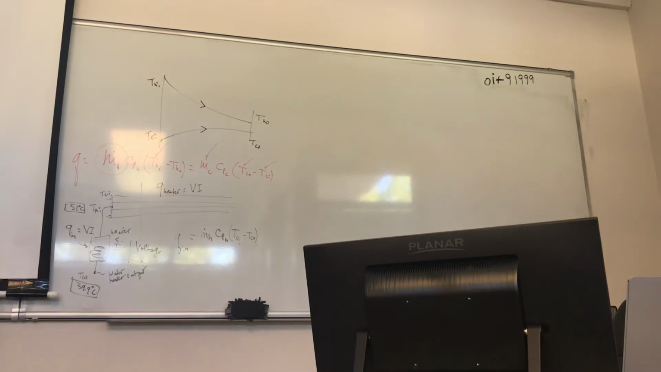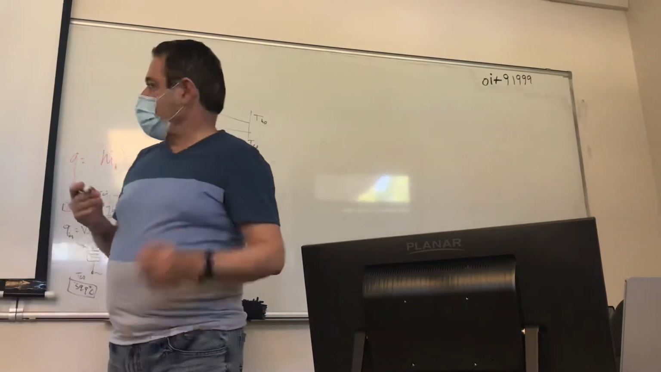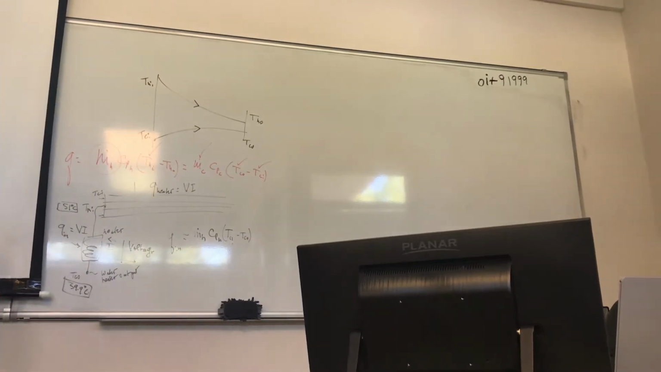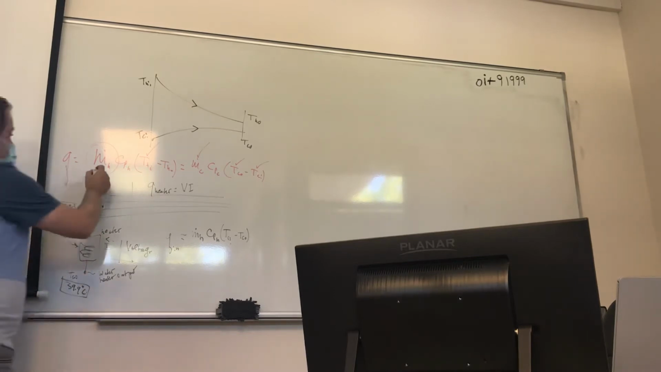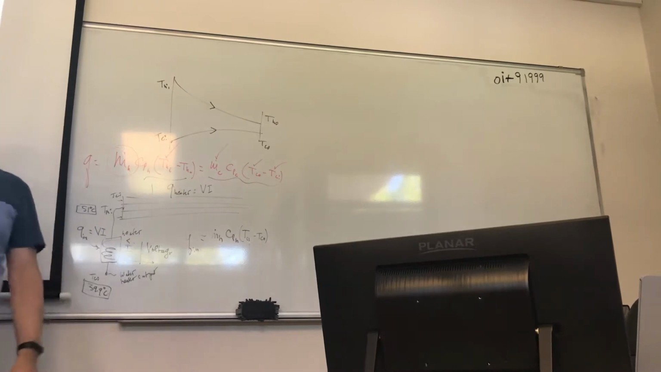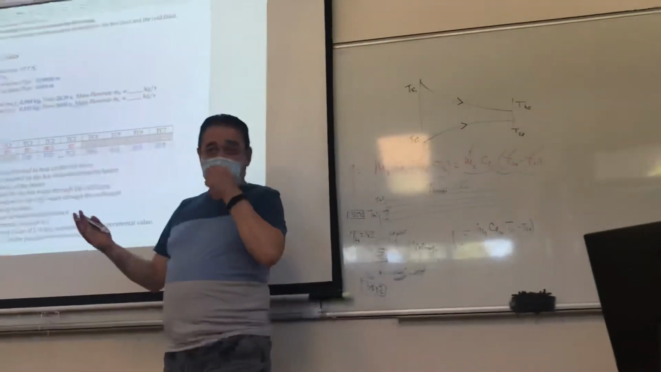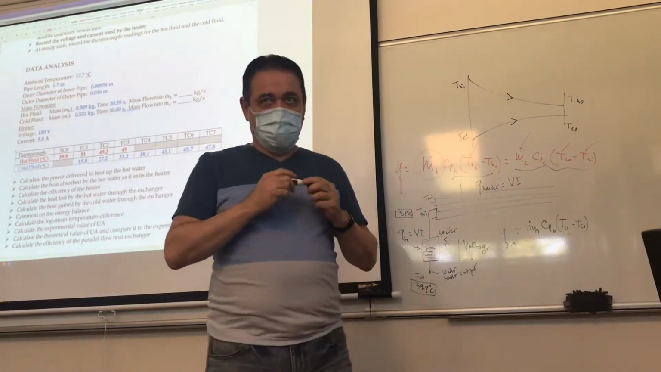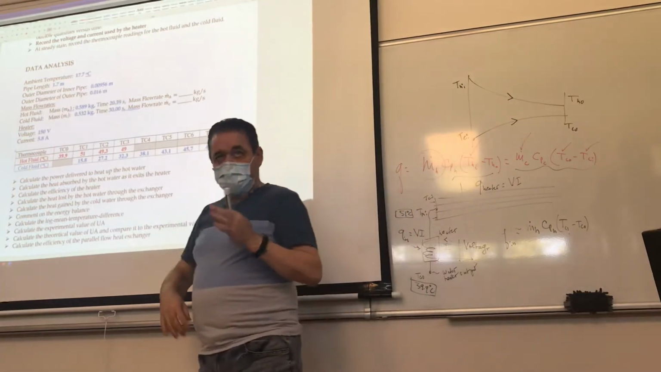Calculate the heat lost by the water through the heat exchanger. We know what that is. Calculate the heat gained by the cold water through the heat exchanger. So in other words, what you're trying to do is calculate these terms, and comment on the energy balance. Are they the same? Don't expect things to be exactly the same. This is an experiment after all. But at least are they in the same neighborhood?